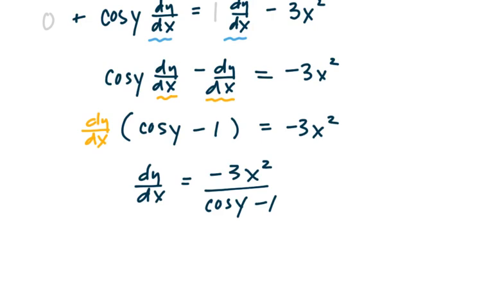Depending on how you arranged this, you could have also had dy dx equals 3x squared over 1 minus cosine y. Either of those is acceptable. It's just dealing with that negative on rational functions. But both are okay. So now we're going to take the second derivative. This guy right here that we're looking at represents my first derivative.